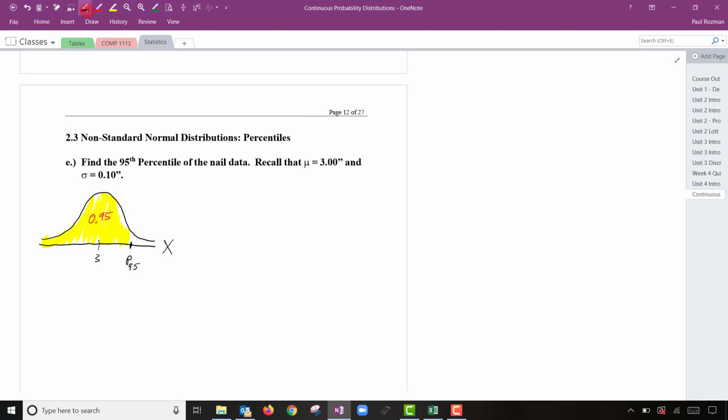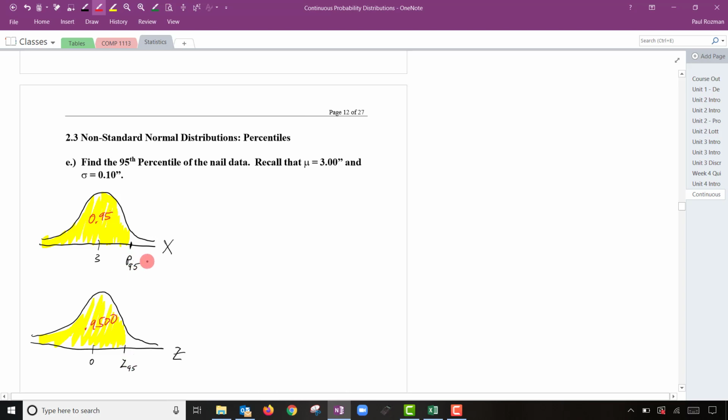So basically we're working this problem backwards. I'm going to figure out the z-score that corresponds with that. What z value? I'll put maybe z95. Sounds like a radio station. If I can figure out the z-score that goes with an area of 0.95, then I can hopefully figure out what x goes with that.